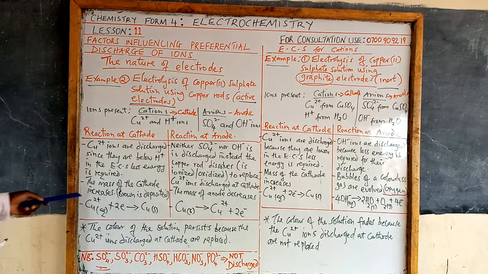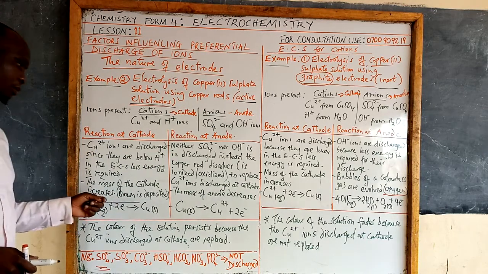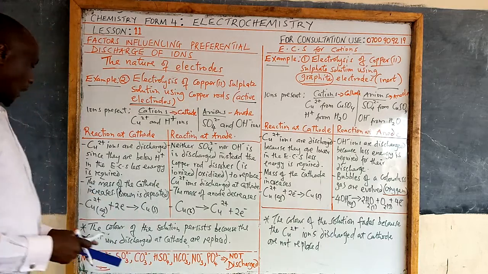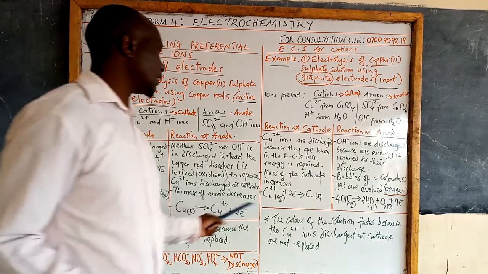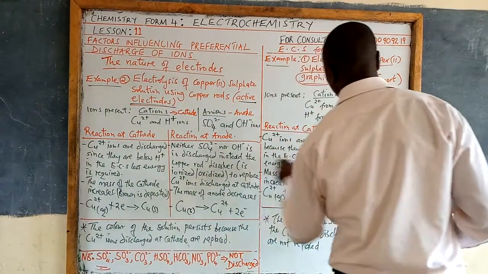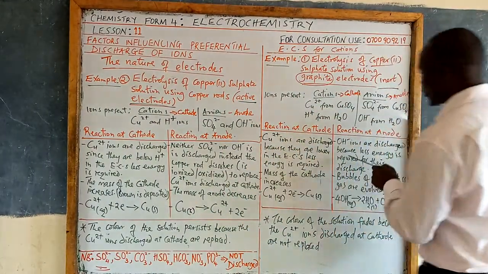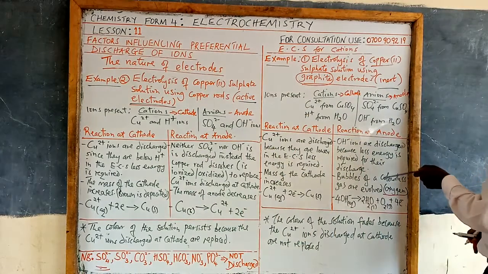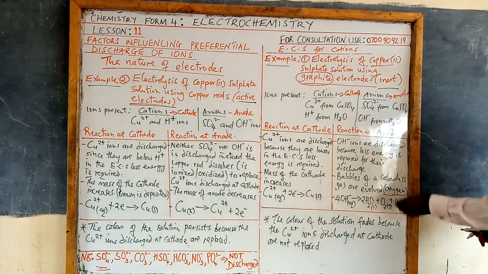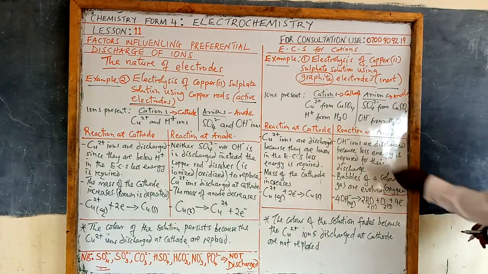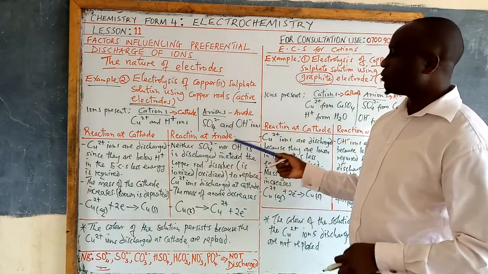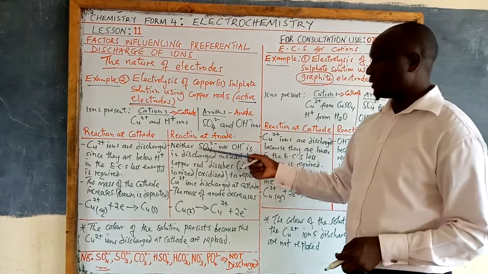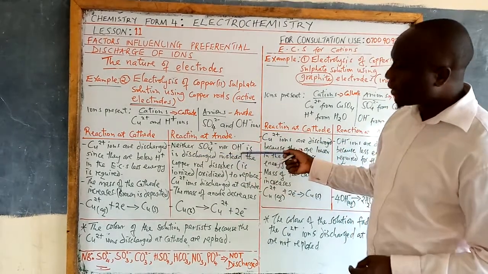So the difference comes at the anode. When we use inert electrodes, we saw that the hydroxide ions are discharged. But when we use active electrodes at the anode, the hydroxide ions are not discharged. So neither sulfate nor hydroxide is discharged.